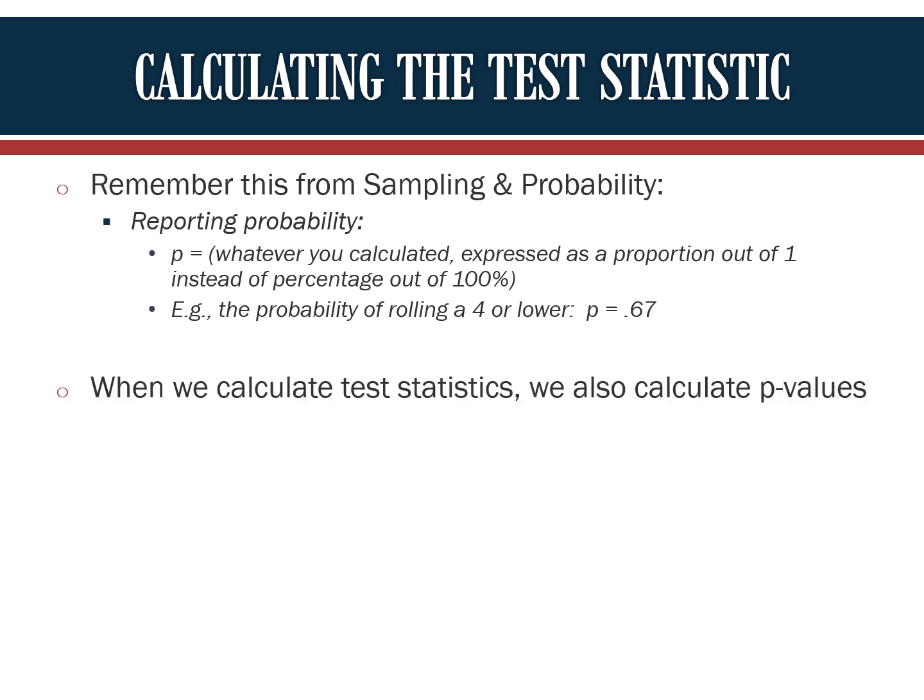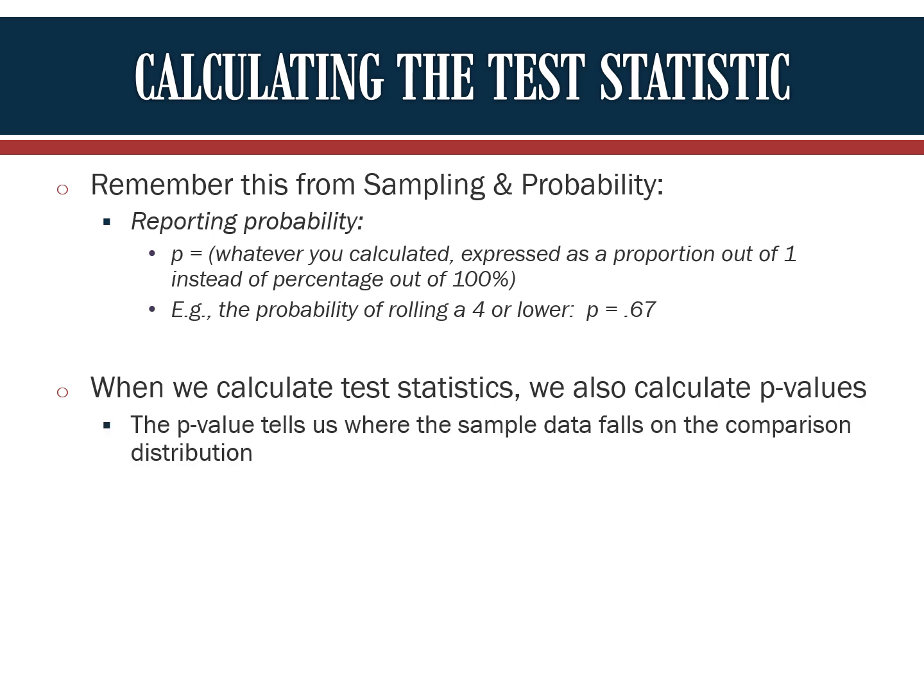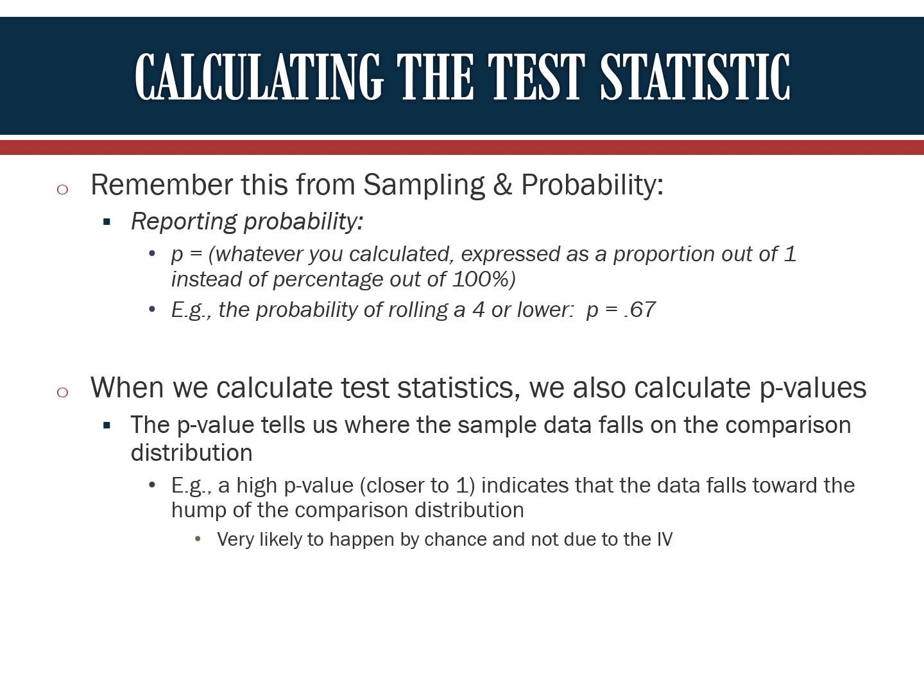When we calculate test statistics, like the z-score for a z-test or the t-score for a t-test, we also calculate p-values as well. The p-value is what tells us where the sample data falls on the comparison distribution. So for example, a high p-value closer to 1, so a higher probability, indicates that the data falls toward the hump of the comparison distribution. In other words, it's very likely to happen by chance and not due to a real effect of the IV.